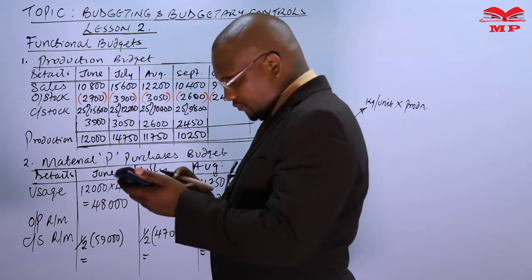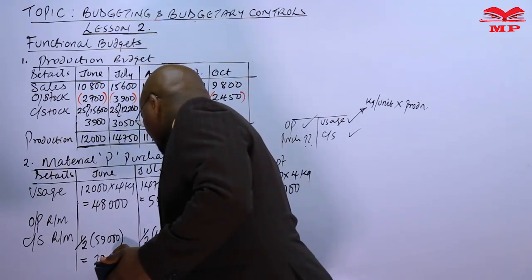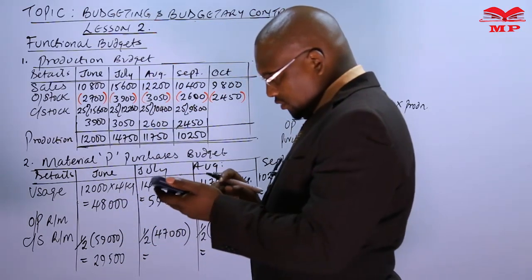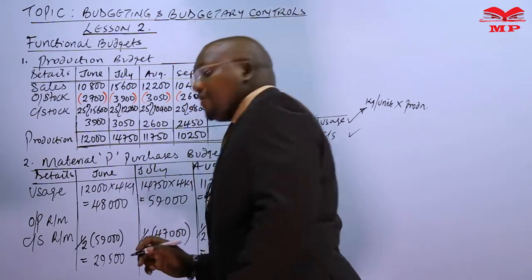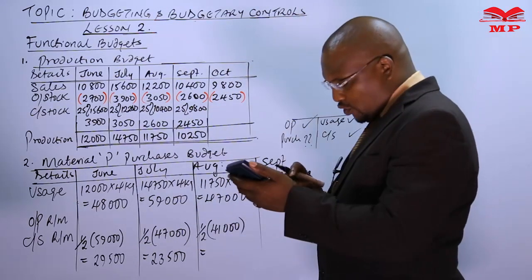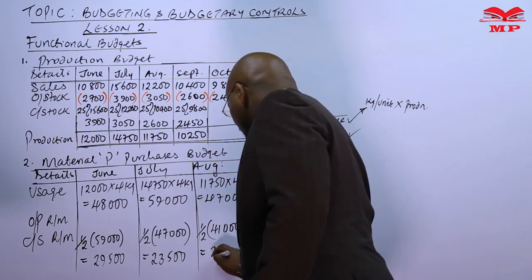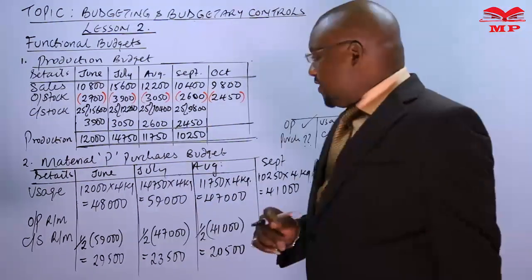2, is going to be 29,500. 47 divided by 2 shall be 23,500, while 41 divided by 2 shall be 20,500. Then the opening stock.